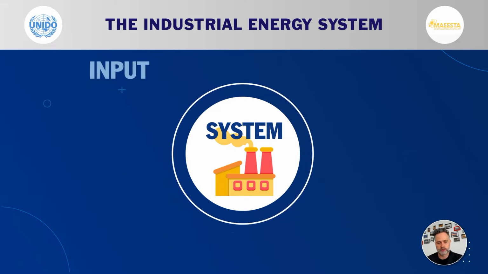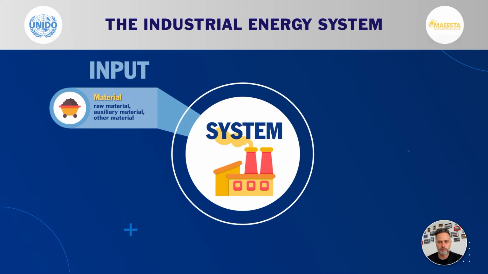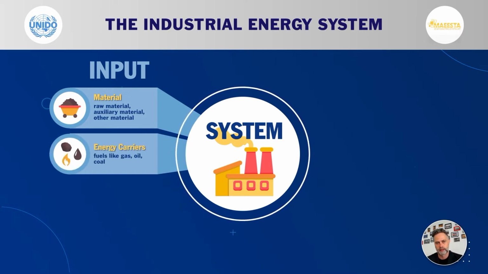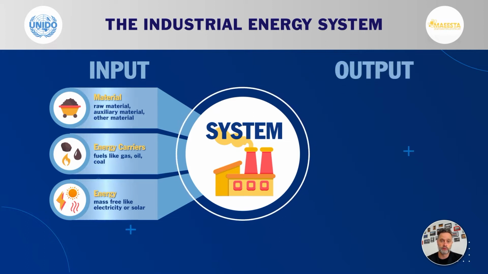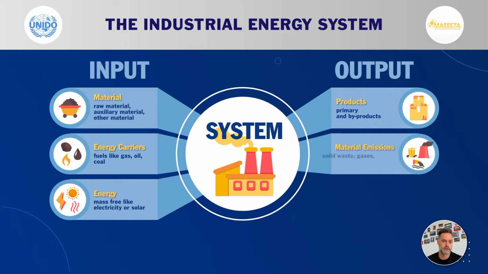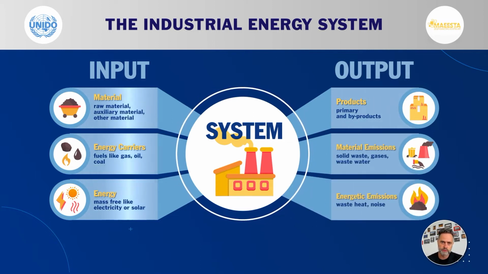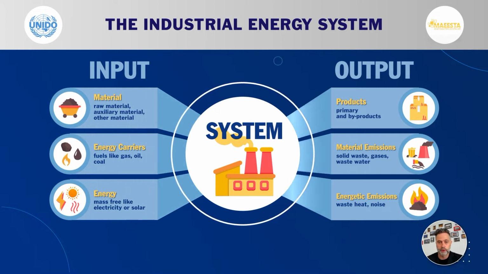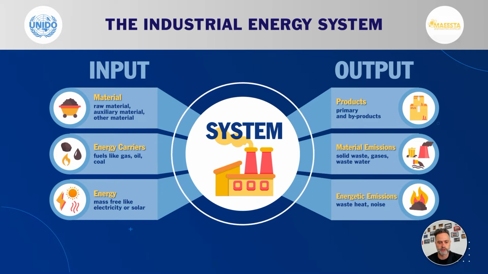I mean, it is obvious whatever we want to produce, we need material for our products and we need energy, well, a lot of energy. This is supplied either emission-free over electricity or solar energy or energy carriers such as natural gas in most cases. The energy system uses this to produce the primary product, some potential byproducts, material and energetic emissions.